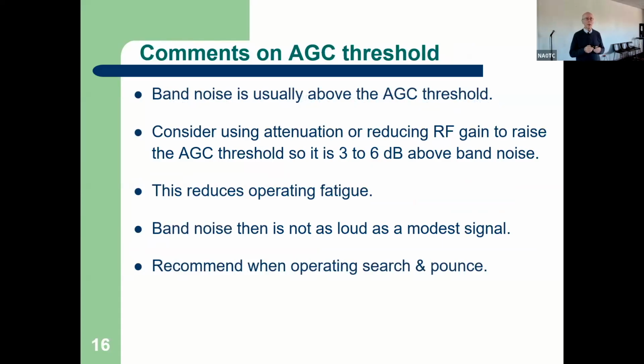AGC threshold. I don't think most people think about this, but band noise is usually above the threshold. So that means the S-meters may be reading upscale. And that's not the ideal way if you're going to be in a contest or a DX, trying to work a DXpedition. If the AGC is running on band noise, then every time you're tuning, let's say you're search and pounce. In other words, it's a contest and I'm searching and pouncing, or if it's a DXpedition, I'm listening to the DX. But I also maybe want to know, well, who's he working, and I want to sort of squeeze in there.